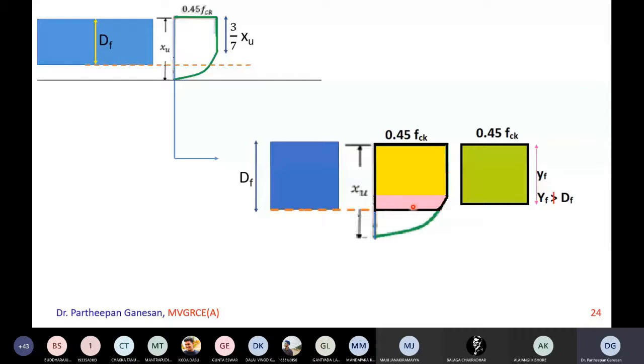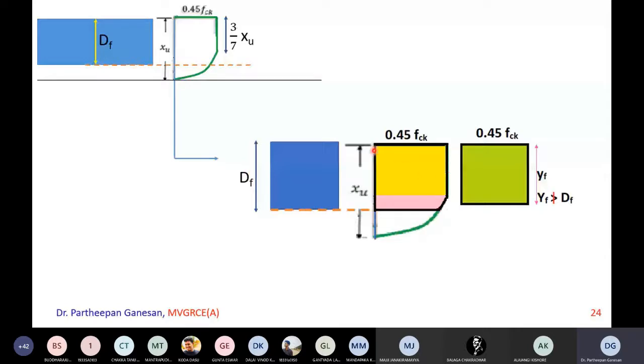Now what are you finding? You are finding your Yf depth equivalent to this, but Yf is not greater than Df. Under any circumstance, Yf is not greater than Df. So this Yf depth will always be less than Df. But in case it comes out equal to or greater than Df, you should always take Yf equal to Df.